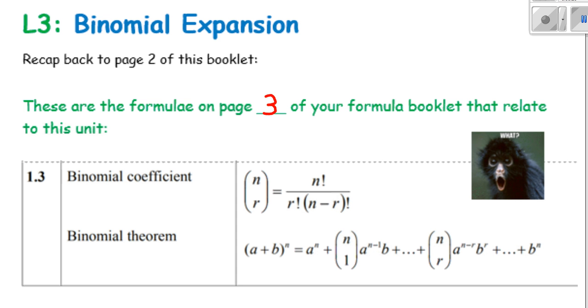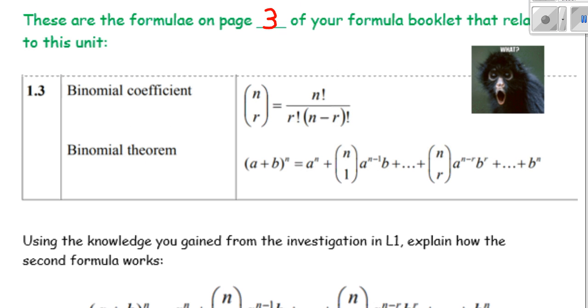We are recording again. Alrighty, so what was I talking about? These are the formulas on page 3 of your formula booklet. They're the things that relate to this whole unit. This is a thing I call the gorgeous formula for finding the binomial coefficient. This one is just explaining what the binomial theorem is in case you forgot.